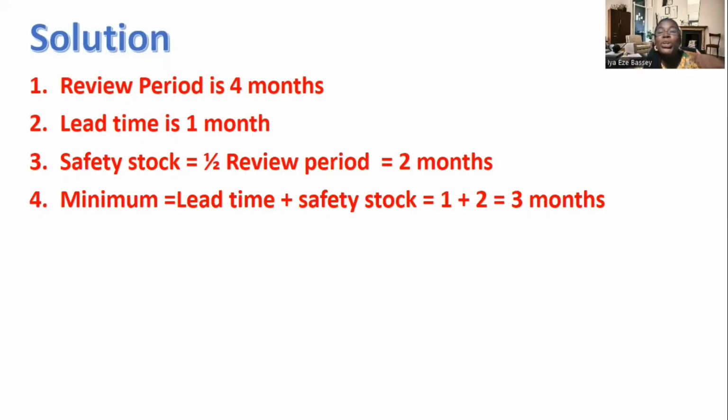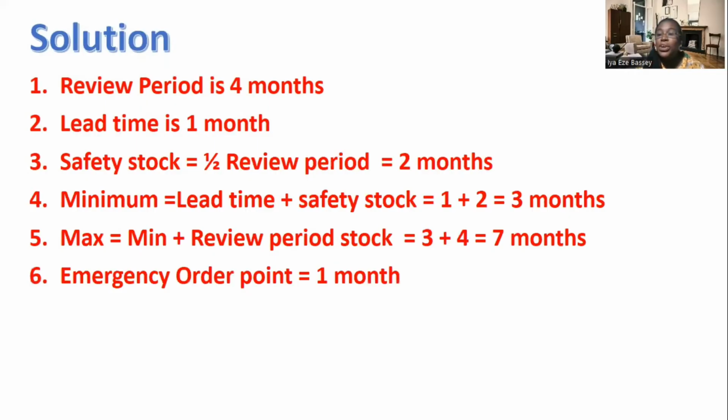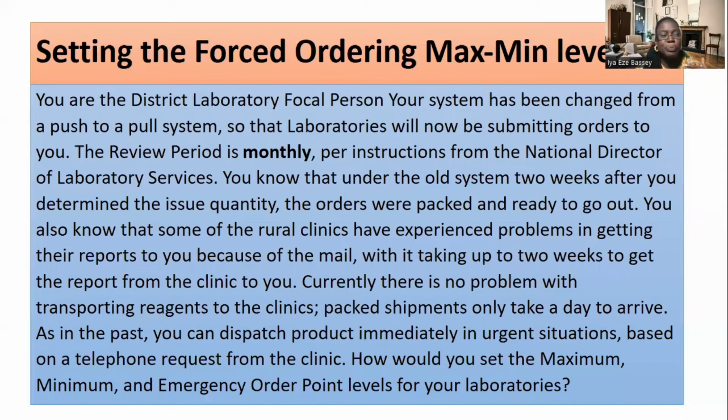Then your minimum should be your lead time plus your safety stock. So you have 1 month, 2 months, 3 months. Then your max should be your minimum, which is 3 months, plus your review period, which is 4 months. That should give you 7. Then your emergency order point is 1 month. I have already explained that. You see, this is so simple. Just get the steps right, all right? So let's move to another question since we've done this one.